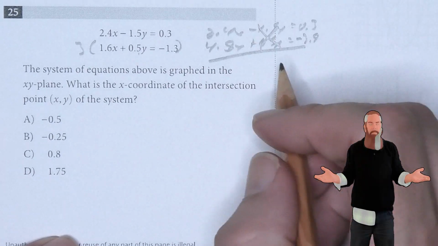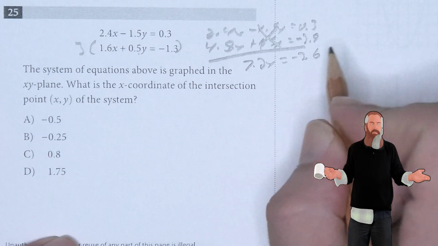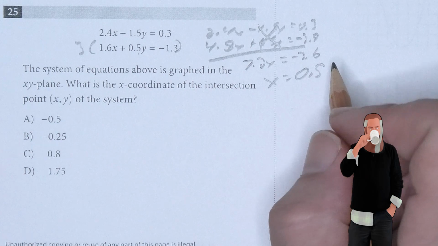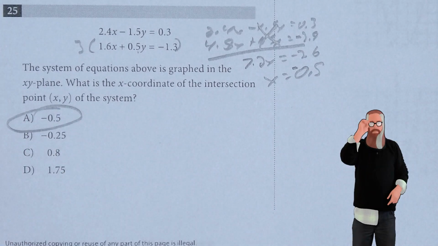Now my y's eliminate. This gives me 7.2x is equal to negative 3.6, or x is equal to negative 0.5, which gives us A is the answer.